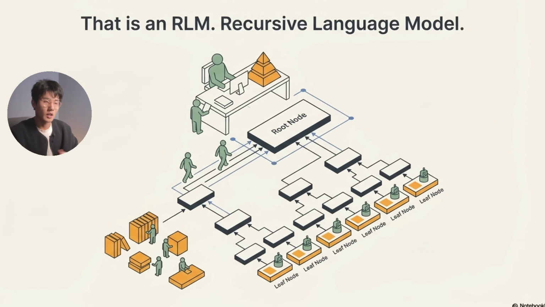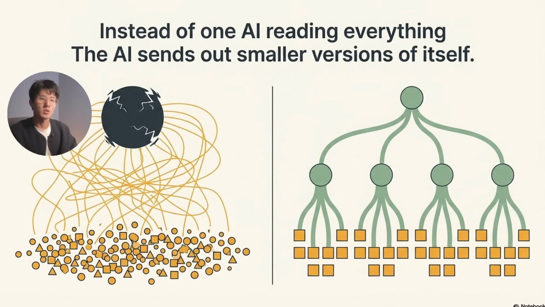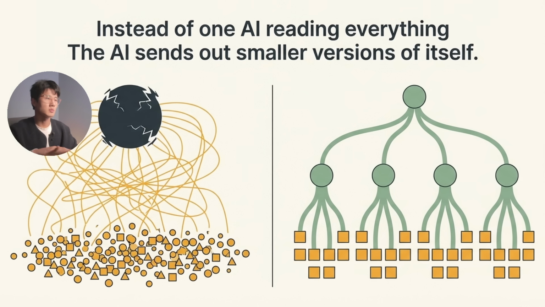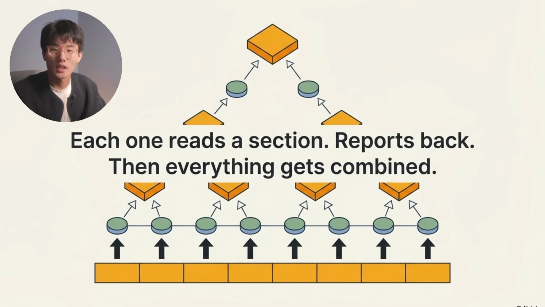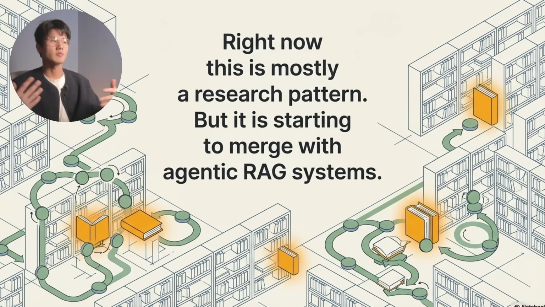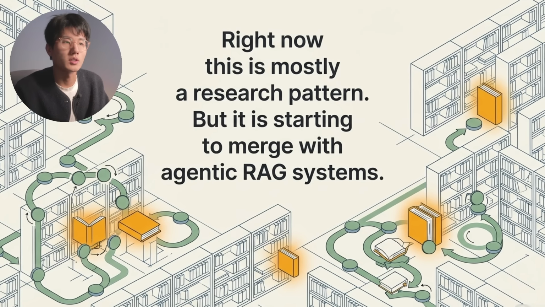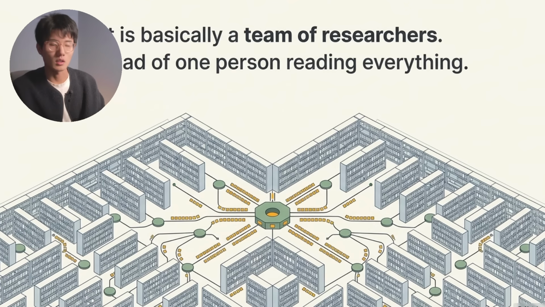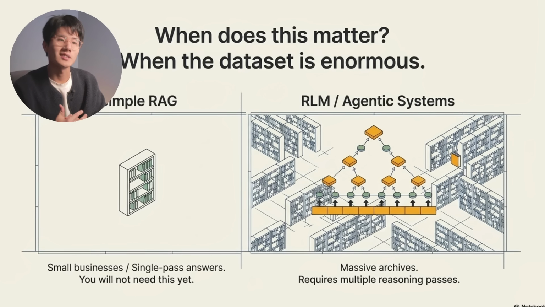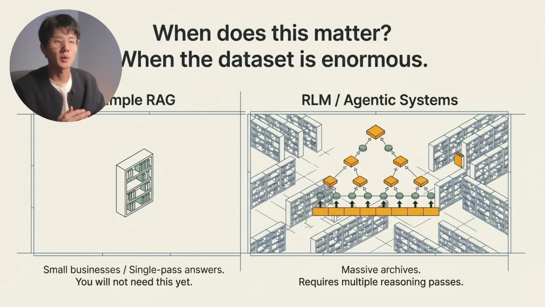That is an RLM. Instead of cramming everything into one giant prompt, the AI sends out smaller versions of itself to read different parts of the data, report back, and then it combines the findings. It is still mostly a research pattern, but it is converging with the Agentic RAG approach I'll show you later, where the AI acts like a team of researchers instead of one person trying to read everything alone. But it is not an Agentic framework, it is a strategy. So if you have extremely large data sets that just do not fit in any context window and need multi-pass analysis, this is what you need. But this is not something most small businesses need today, but I think it's worth knowing it exists.